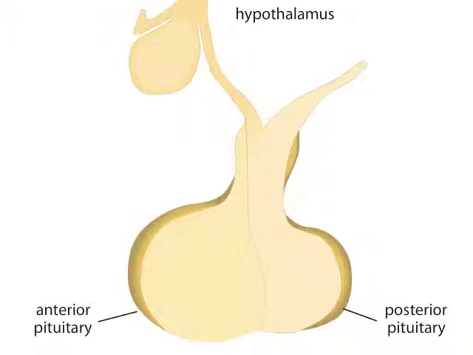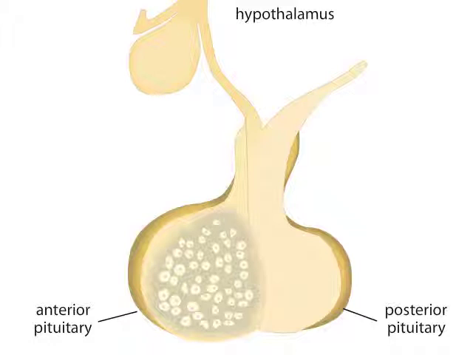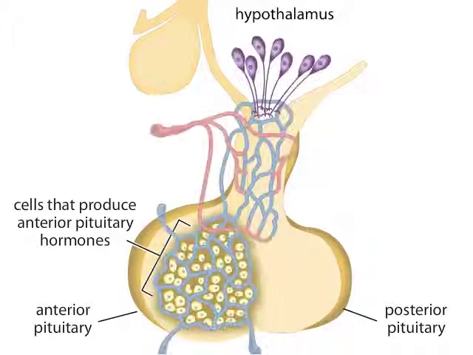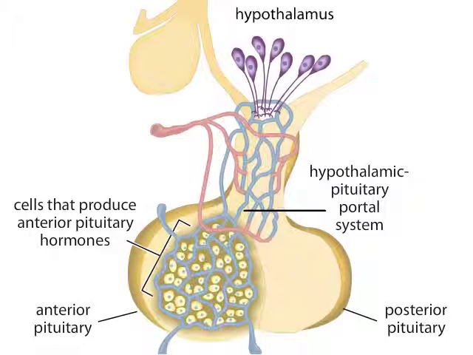Unlike the posterior pituitary, the anterior pituitary consists of glandular tissue. The gland consists of numerous cell types, which specialize in making and releasing specific hormones. However, these hormones are only released, or in some cases inhibited from being released, in response to hypothalamic hormones. An elaborate web of capillaries called the hypothalamic-pituitary portal system connects the glandular cells with neurons from the hypothalamus.